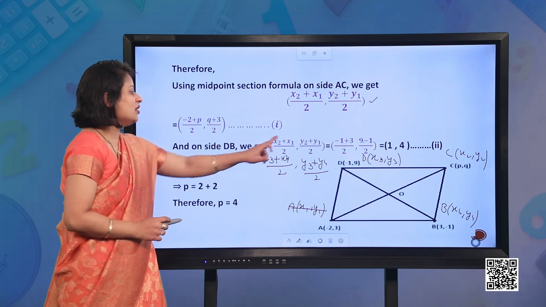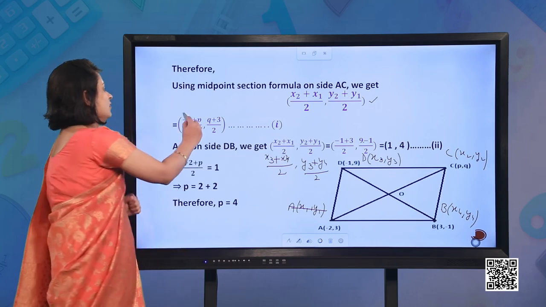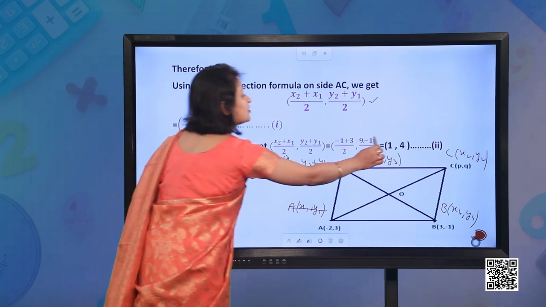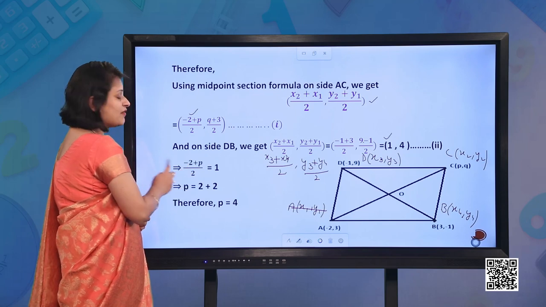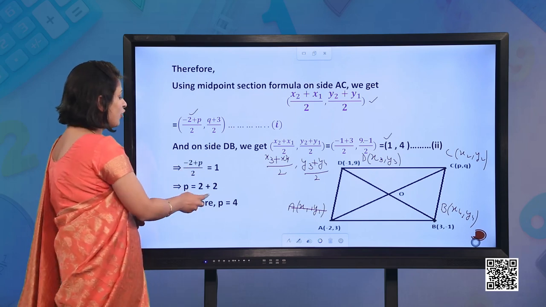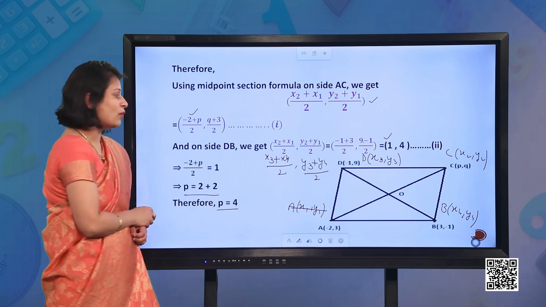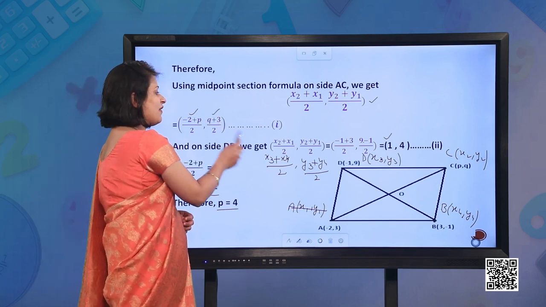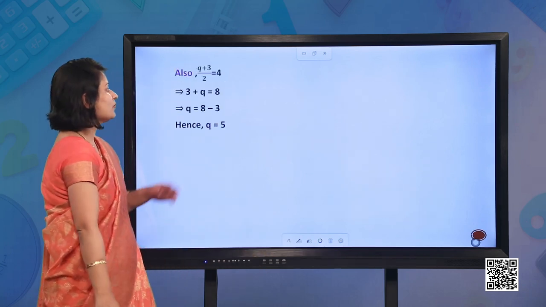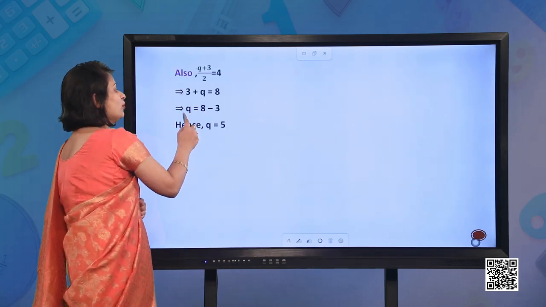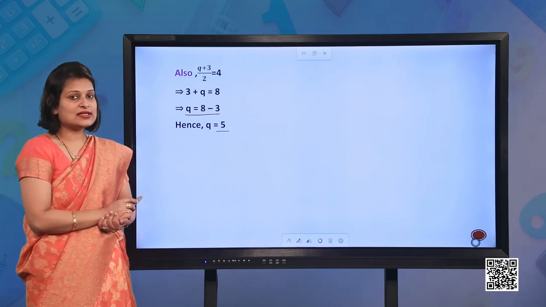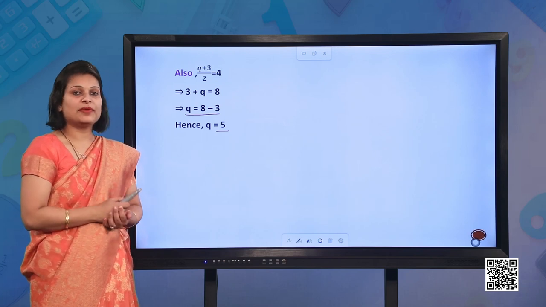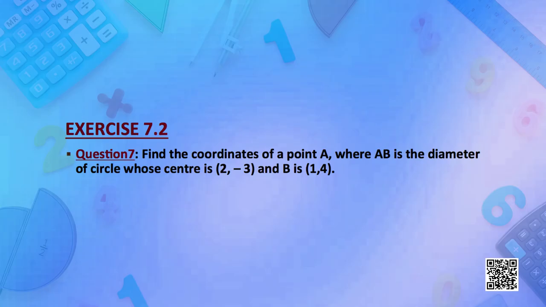Now consider this equation and this equation. This is x coordinate. This is also x coordinate. So both will be equal. So minus 2 plus p divided by 2 is equal to 1. Solving for p, you will get p as 4. For q, q plus 3 divided by 2 is equal to 4. So solving for q, you will get q as 5. So the coordinates of point C you can easily find out, means you can find out the value of p and q.